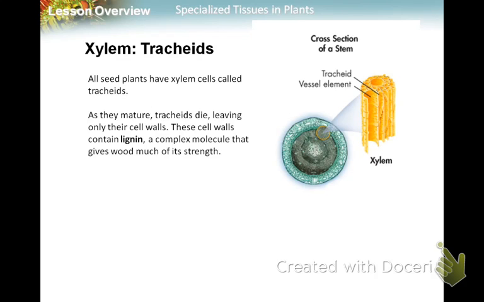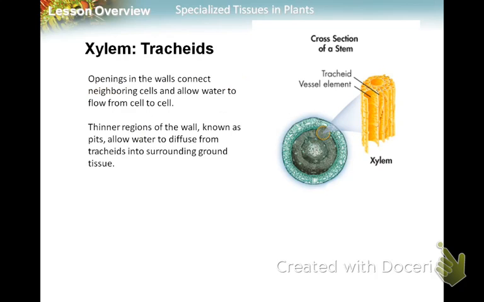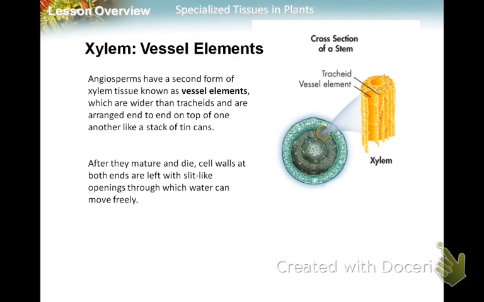Xylem cells are called tracheids. The cells die as they mature and leave only the cell walls, and that's how they transport like pipes. They're empty in the middle. The cell walls contain something called lignin, which is a molecule that gives wood much of its strength. There are openings in the walls that connect cell to cell. And you have pits, little thinner regions or holes that allow water to diffuse out of the tracheids.